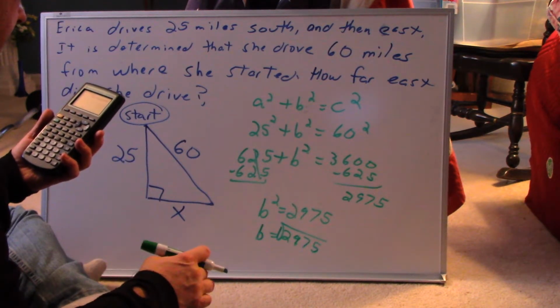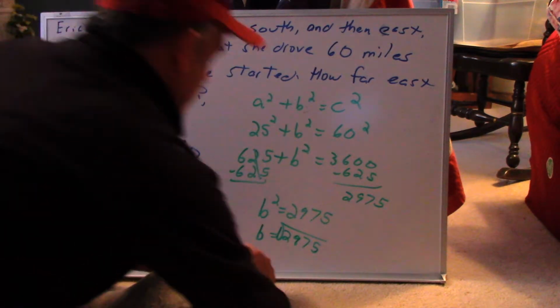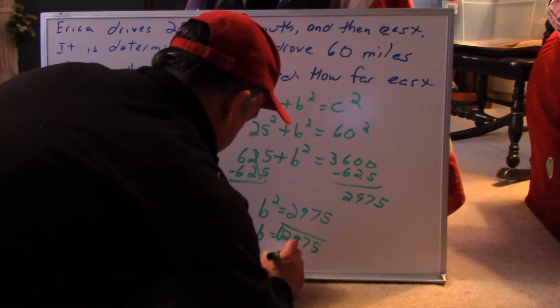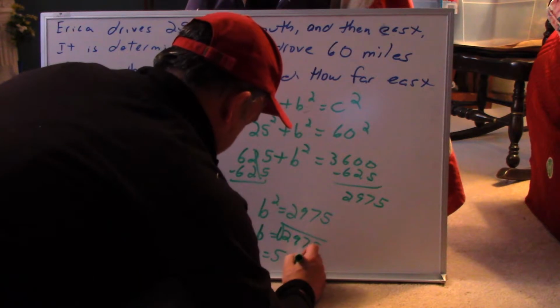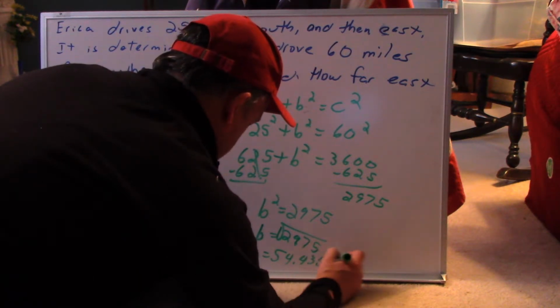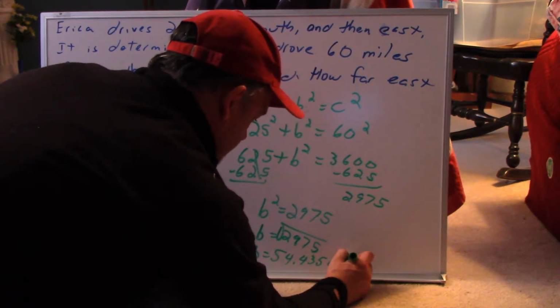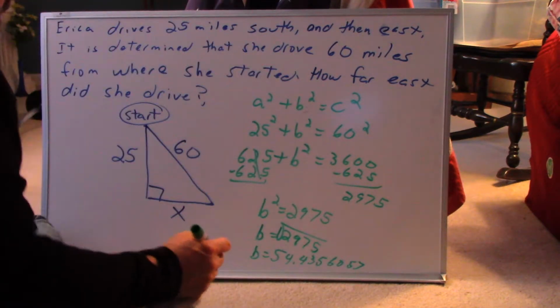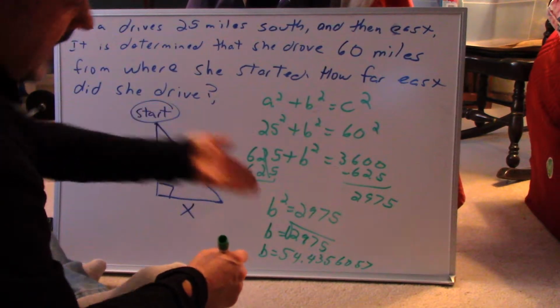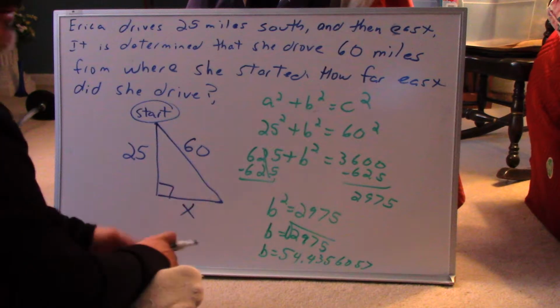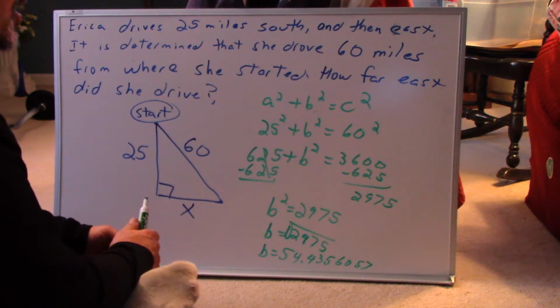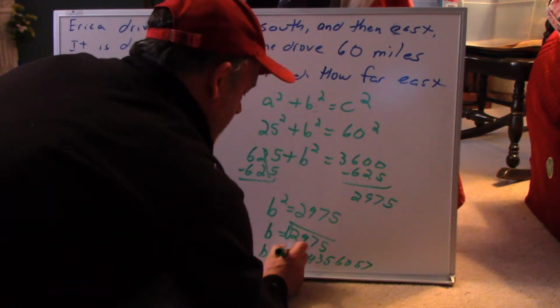And, well, it's not even. But that's okay. b equals 54.435657, whatever. Now you have a choice, right? I could try to reduce that radical. It would take me a few minutes, but I can do it. Or you just might want an approximation.